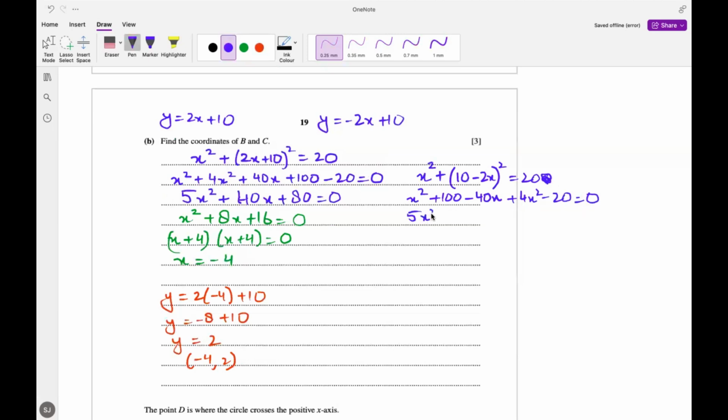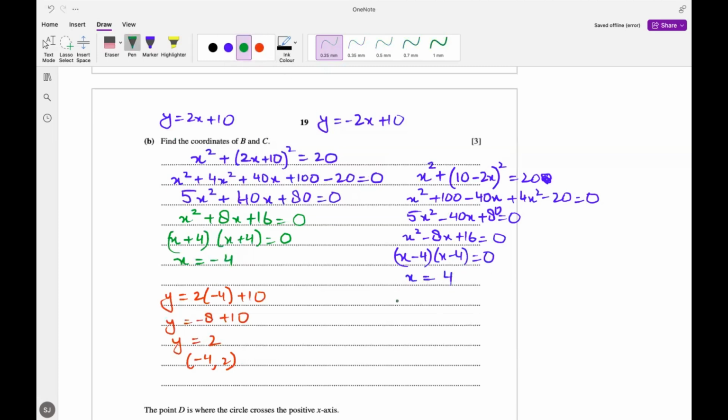Simplifying, we'll get 5x squared minus 40x plus 80 equals 0. Simplifying this, we'll get x squared minus 8x plus 16 equals 0. So in this case, the factors will be (x minus 4) and (x minus 4) equals 0. So the value of x will be positive 4.